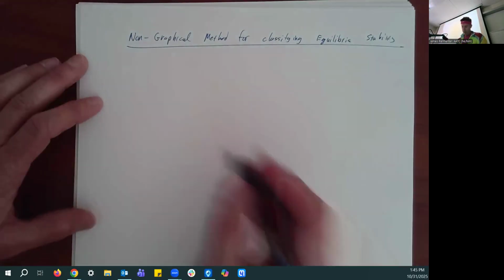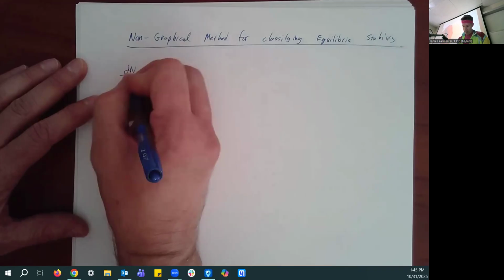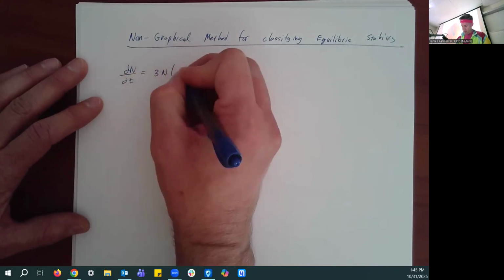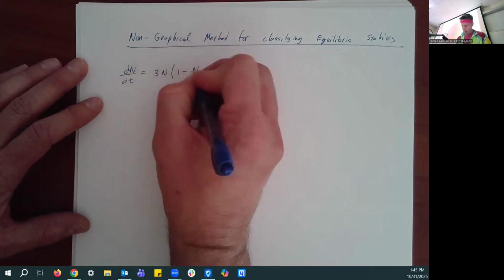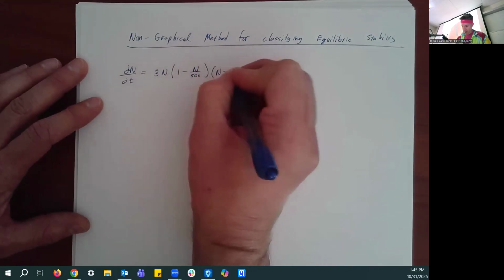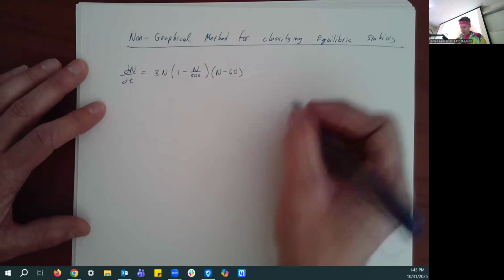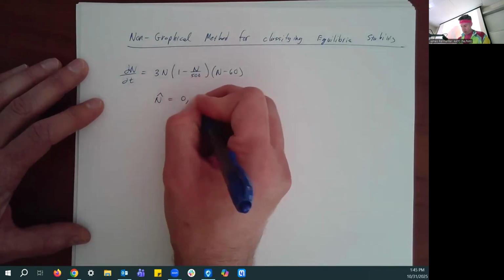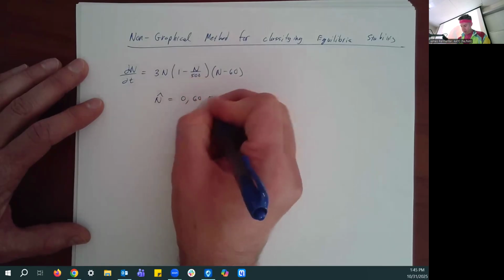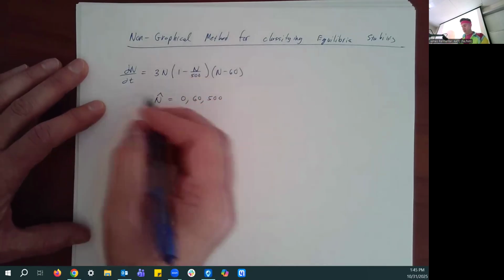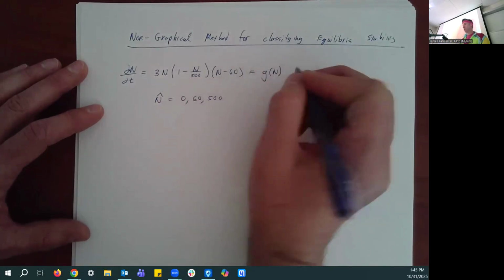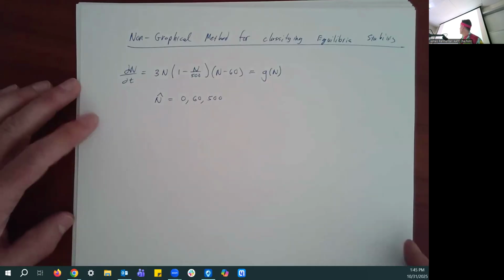Fine, let's look at the same example we just did so we can really see it. For dN/dt equal to 3 times N times (1 minus N over 500) times (N minus 60), we found that our equilibrium values were 0, 60, and 500. And this is where it actually is useful to call this the function g of N. G is the typical choice. I couldn't tell you why.